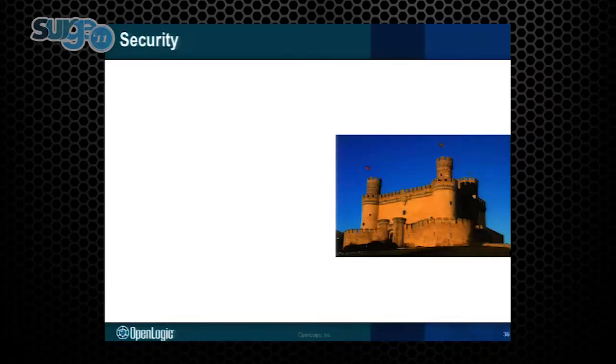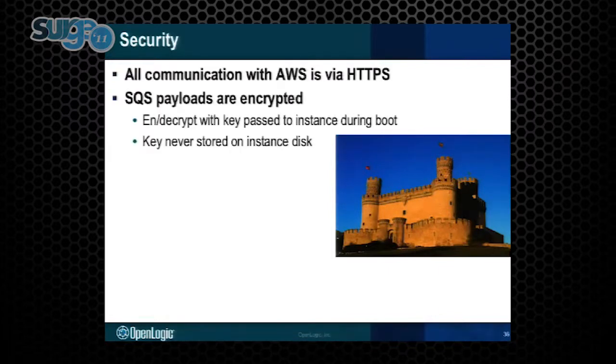On the security side of things, my little castle, you can see he's got a moat and more walls than one, because you never want to just have the crunchy outside with the soft, chewy center. When you're talking about security, you want broken glass all in between. Right? You don't want to make it easy for somebody. So HTTPS everywhere when you're talking to AWS or anything external. We also encrypt the payloads and anonymize them.